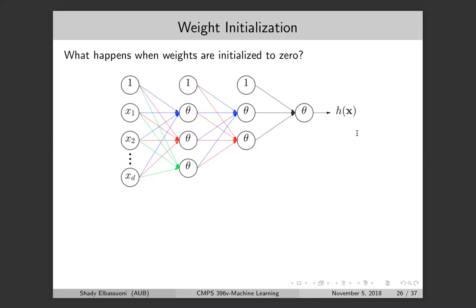So what happens when we set the weights to 0? We did this in perceptron. We set the weights to 0 and it worked perfectly fine. Can we do the same in neural networks? Can we set the weights to 0?